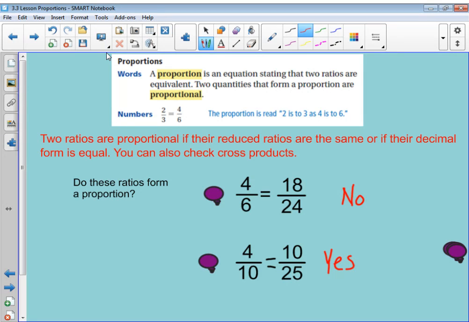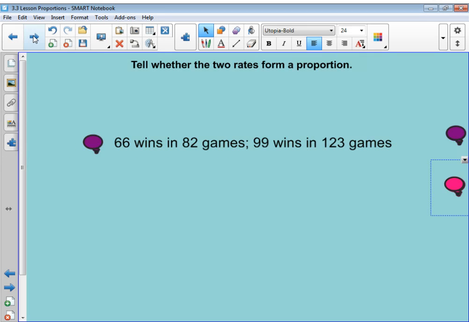Okay, so you should have ended up with a no and a yes, just depending on what you did. But either way, whether it's changing them to reduced fractions, changing them into their decimal form, or checking their cross products, you would note that on the first one, we did not get the same numbers, and on the second one, we did. So that's working with deciding whether something's proportional or not.